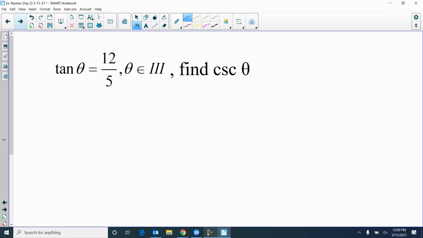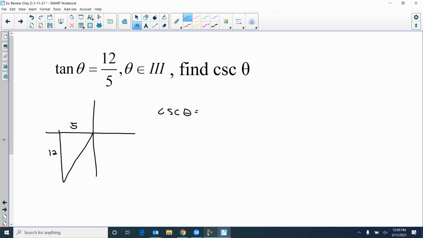Tangent theta equals 12 over 5. Theta's in quadrant 3. Find the cosecant. I'm just going to draw that out. That means that opposite is 12, adjacent is 5. We need to find the cosecant.